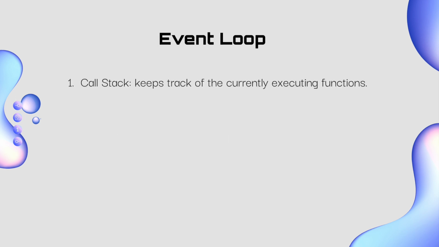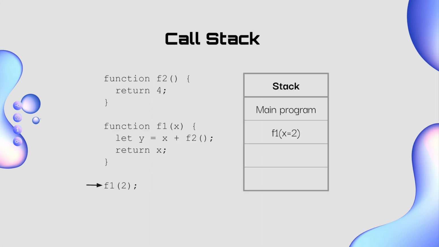Being a single-threaded language, JavaScript powers asynchronous programming with an event loop. An event loop works by keeping a call stack and a callback queue. In this example, when function f1 is called, a new stack frame is pushed onto the call stack.